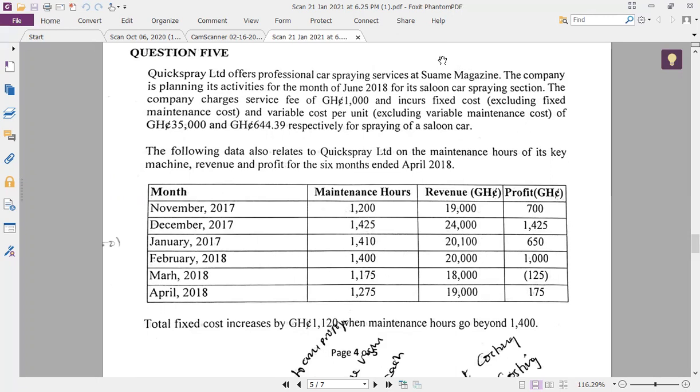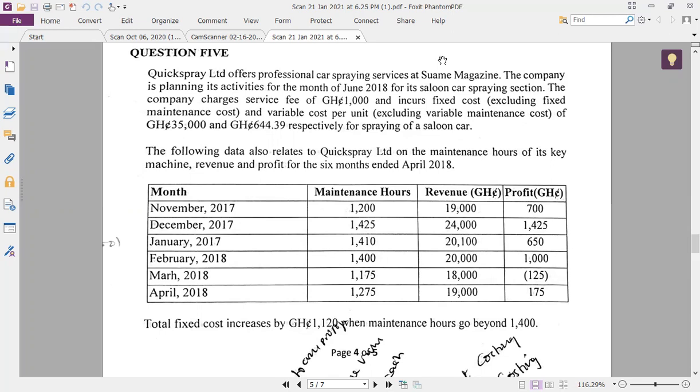Now the 1,000 over there is a service fee. That's the selling price, that's the charge. Here they are not selling tangible products. They are selling service. So we just pick that as the selling price. So the selling price is 1,000 cedis.